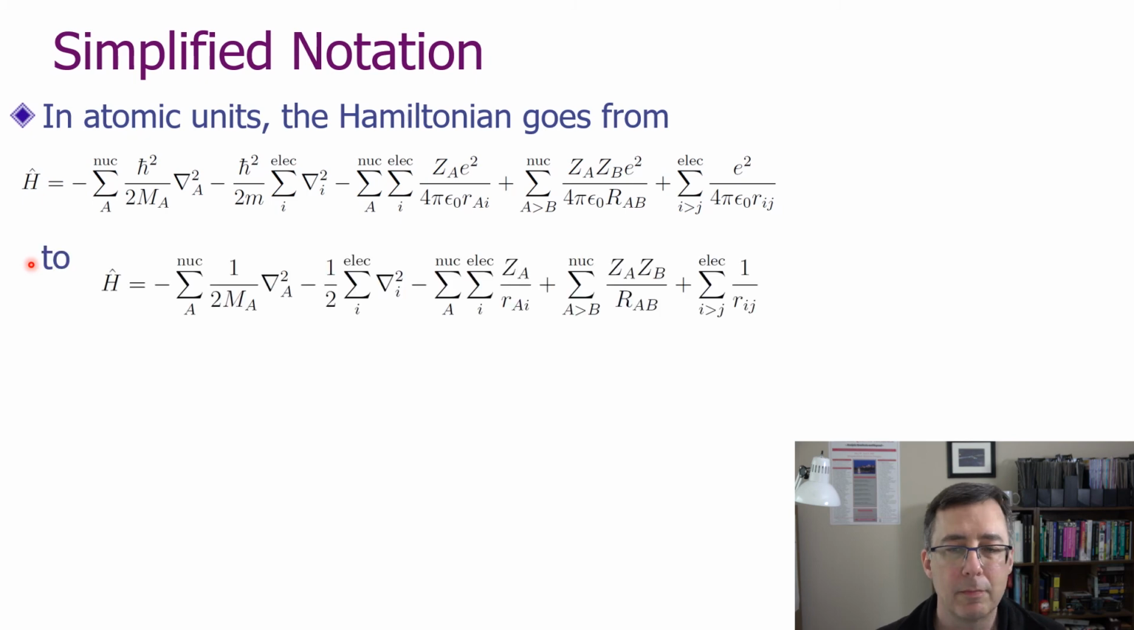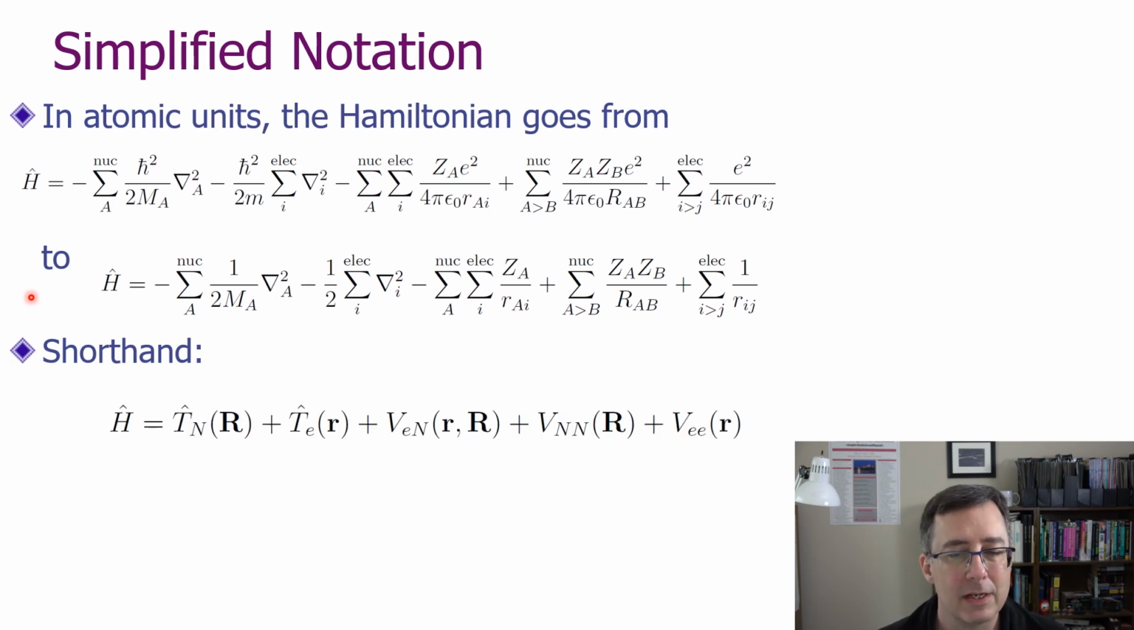And last time we mentioned we can go to a simplified notation where in atomic units the charge on the electron is 1, 4 pi epsilon naught is 1, h bar is 1, the mass of the electron is 1. And so a lot of the physical constants go away, and this is just easier to write down. And as a further shorthand, just so I can give you a few equations, I'm going to find it convenient to write it this way.